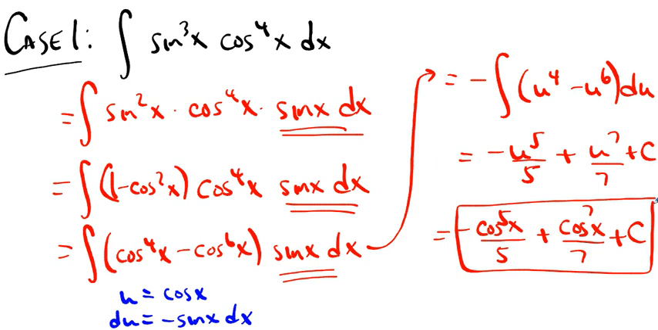And this will work every time the power on sine is odd, because you can always break one off. What's left is an even power of sine x. This trick works, and it's a u substitution. So I could do 12 examples, but they'd all be substantively the same.